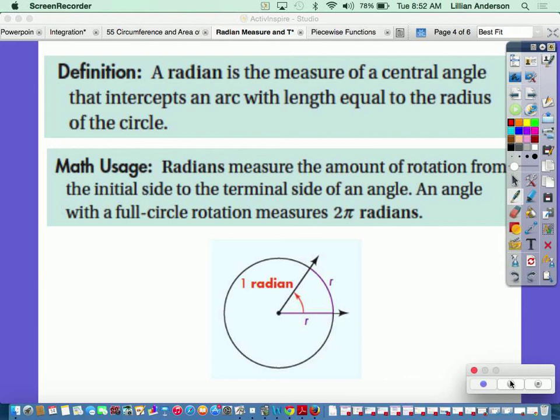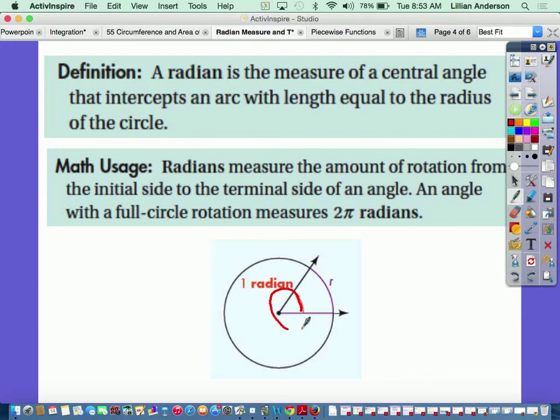Radian measures the amount of rotation from the initial side to the terminal side of the angle. It measures its rotation. The angle with a full circle rotation measures 2 pi radians. So if I went one full rotation, yes, that would be 360 degrees, but as radians, it would be 2 pi. So radian measures the rotation.